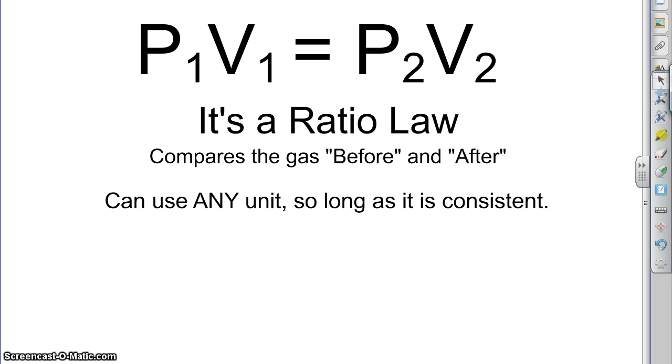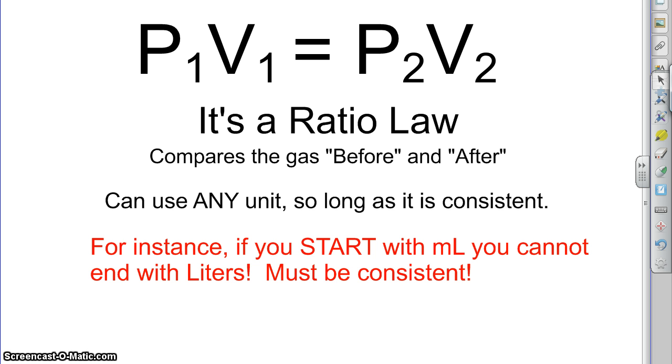For pressure, you could use torr, atmosphere, kilopascal, bar, millibar, whatever you want. Same for volume. You can use hogsheads, gallons, liters, milliliters, deciliters, or whatever you like. But it's got to be consistent. That means whatever volume you plug in on the left, you have to plug in on the right. So if a problem has gallons at the beginning and liters at the end, you have to make them the same before you can plug them into the formula.